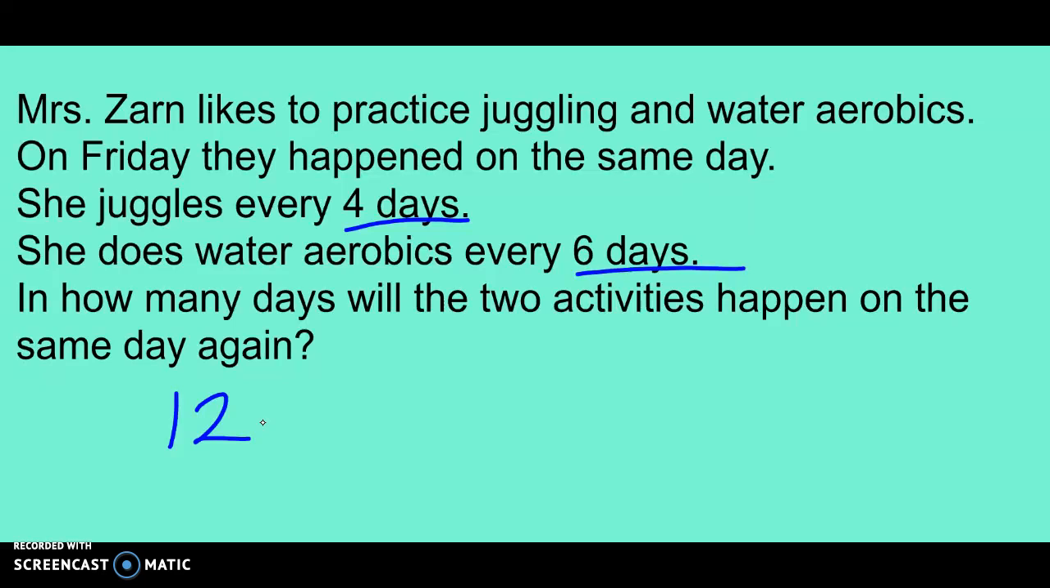So we can count from Friday, 12 days from there. Friday to Friday is 7, and then 8, 9, 10, 11, 12. 5 more days from Friday: Saturday, Sunday, Monday, Tuesday, Wednesday.